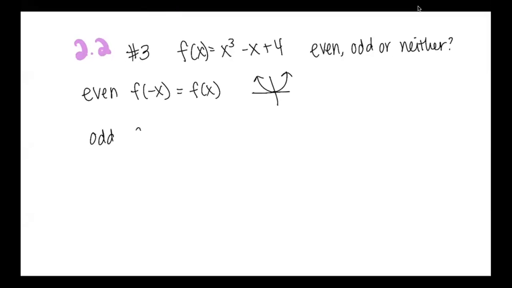Odd is kind of the opposite. If I plug in negative x, I get exactly the opposite. So here's the original function, and then when I do the left side, it's going to be the opposite, so it's going to go down below. That's kind of like the visual of even versus odd. Okay. And then otherwise, it's neither.